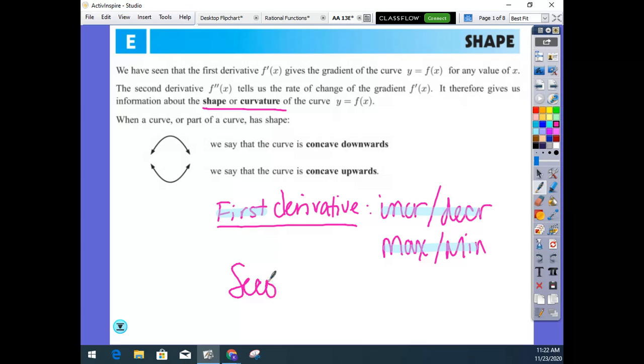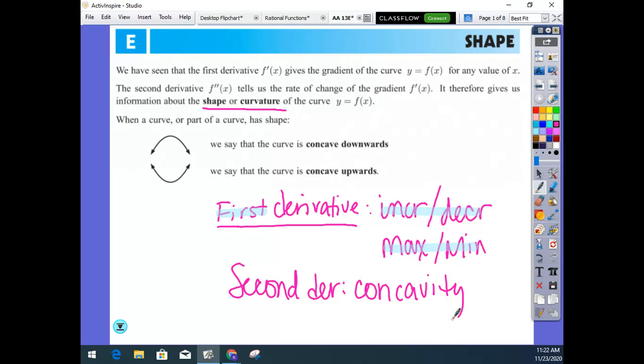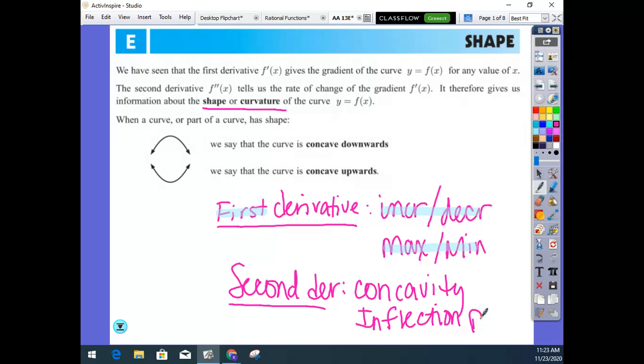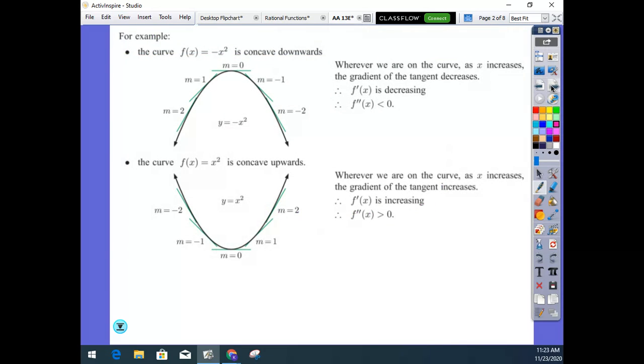The second derivative is all about the curvature. And another word we use for that, concavity. Okay? So second derivative is concavity, and then we're going to learn in the next spot, we're also going to do inflection points. So use these two for the first derivative, and these two we use the second derivative. Okay, so this I want you to put under concavity.